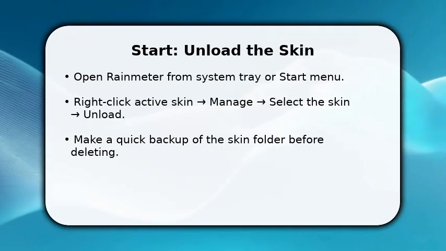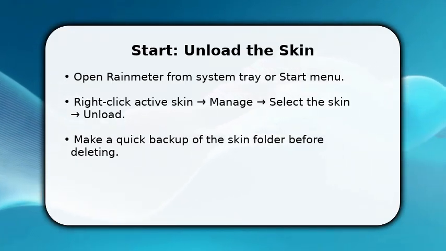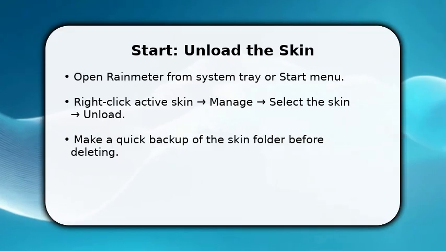You start by unloading the skin so Rainmeter releases it. This prevents file locks and lost settings. Open Rainmeter from the tray, then open Manage. You will see a list of loaded skins, select the exact skin name and choose Unload.